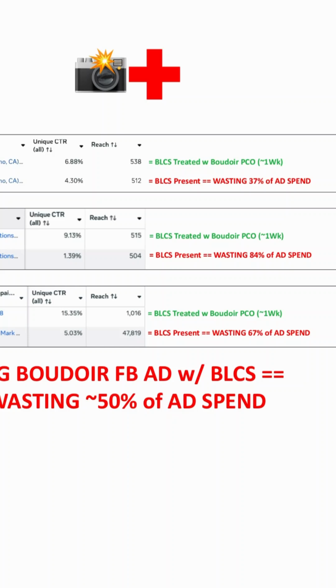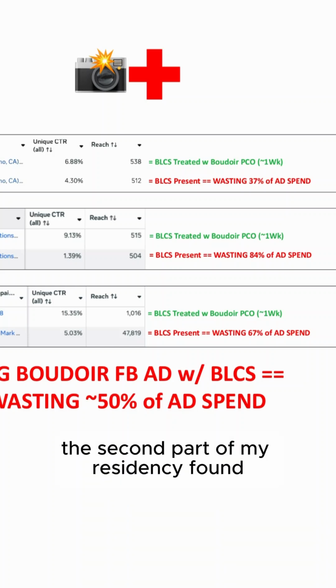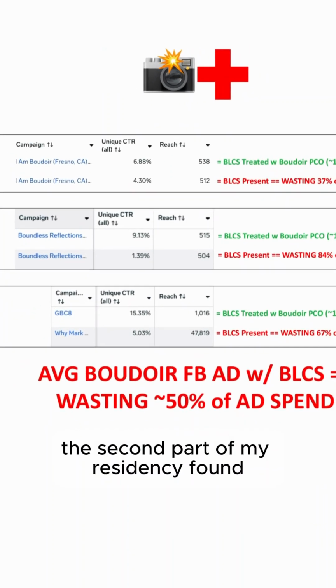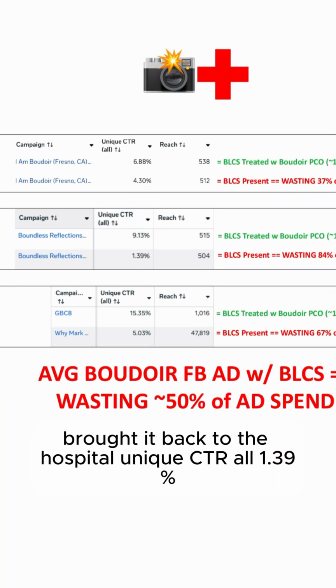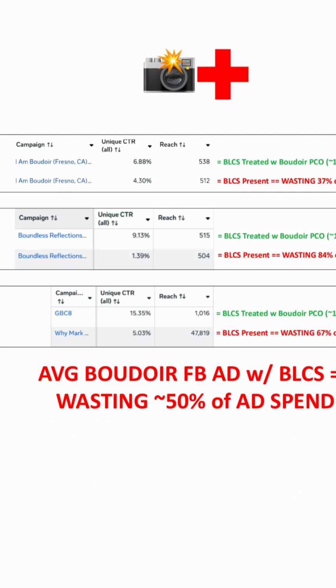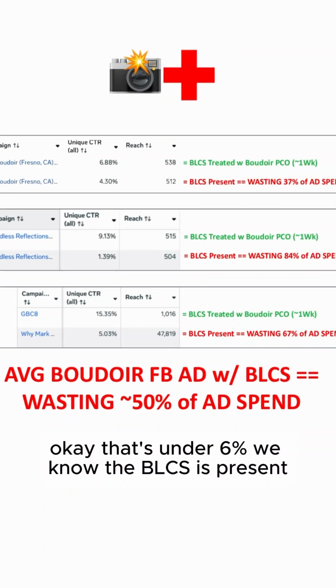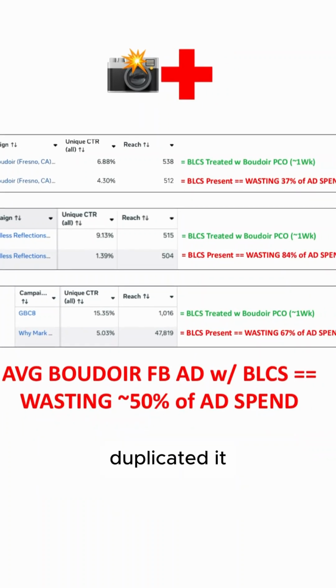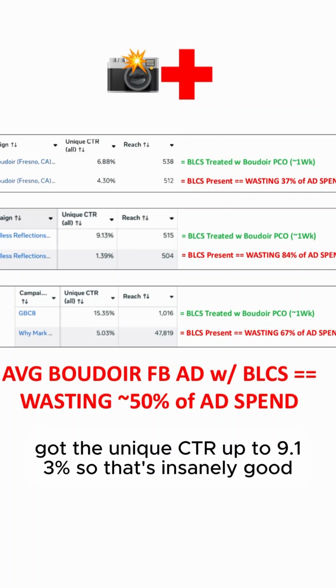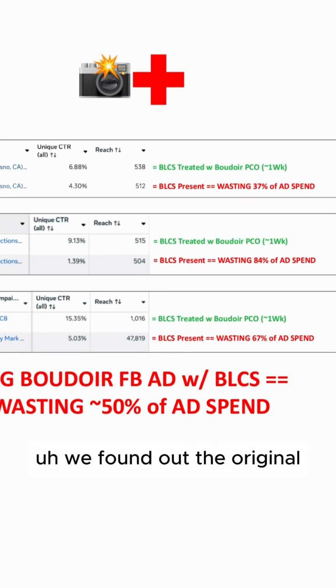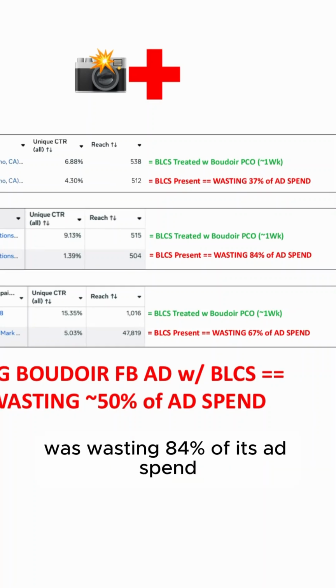Now, the second part of my residency, I found another Boudoir Facebook ad in the wild and brought it back to the hospital. Unique CTR all, 1.39%. Okay, that's under 6%. We know that BLCS is present. I duplicated it, treated it with Boudoir Pico, took about a week, and got the unique CTR all up to 9.13%. So that's insanely good. We found out the original was wasting 84% of its ad spend.